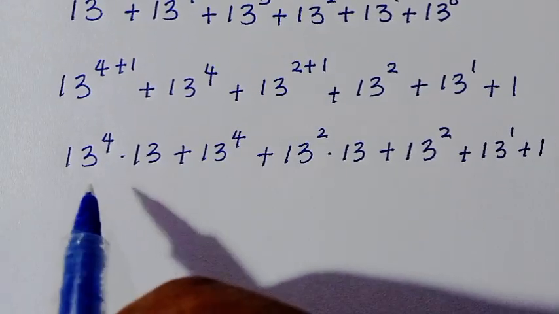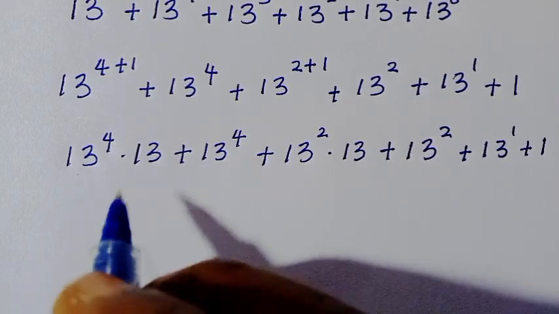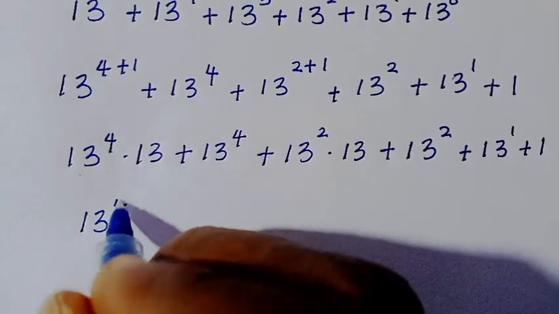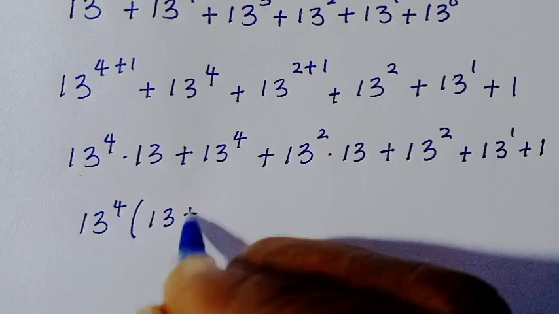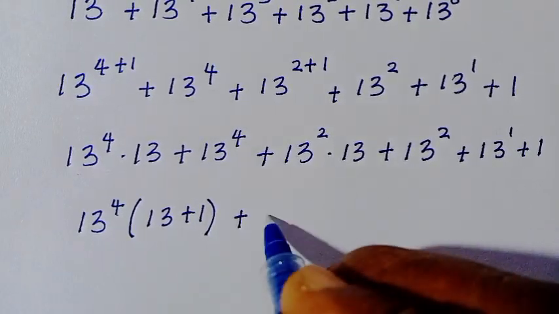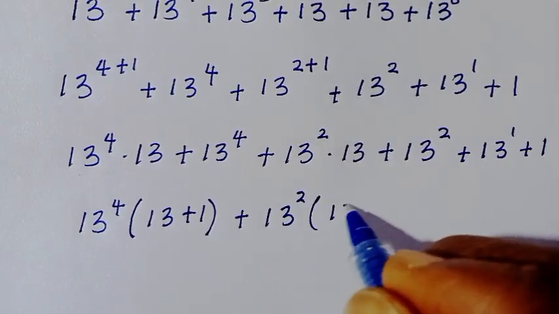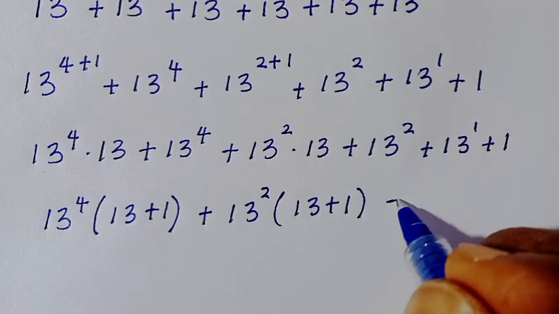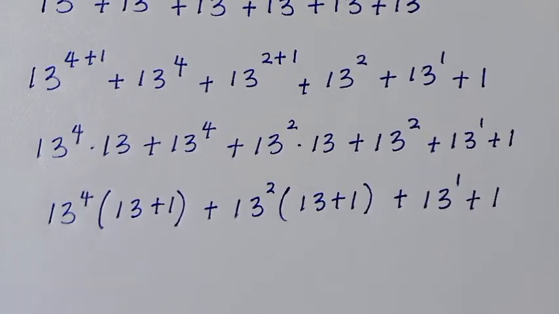So after this, let's try to combine these together, and what is common to them is 13 to the power 4. By factoring it out, we have 13 to the power of 4 into bracket of 13 plus 1. Also for this one, we have to take out 13 to the power of 2, and here we have 13 plus 1. And the last one is plus 13 raised to the power 1 plus 1.